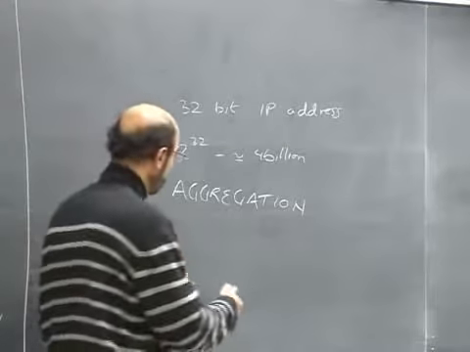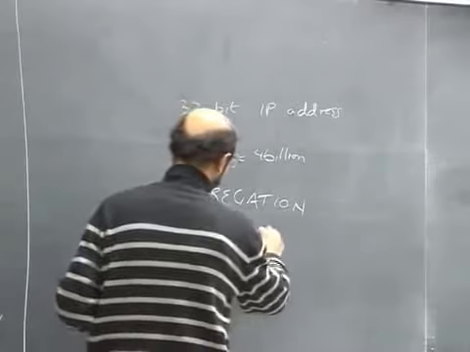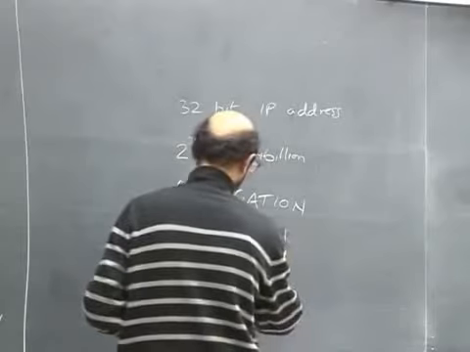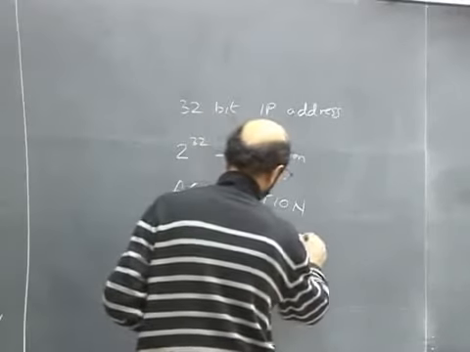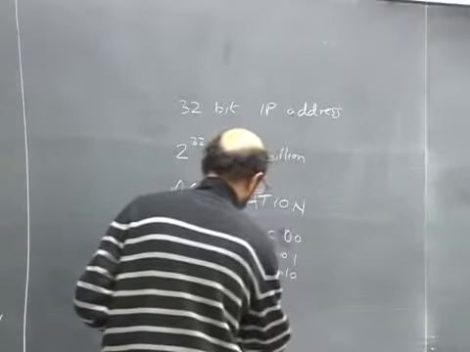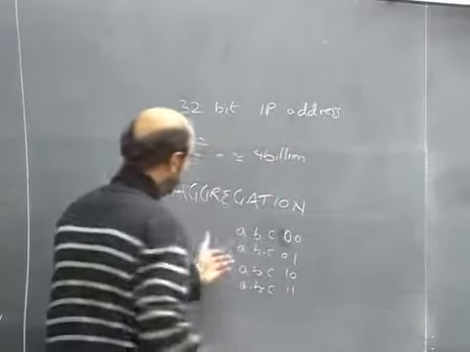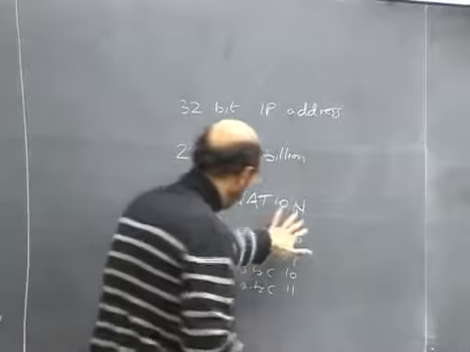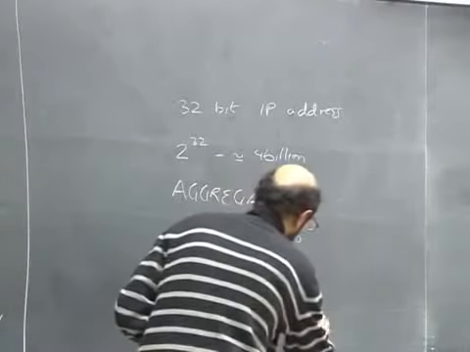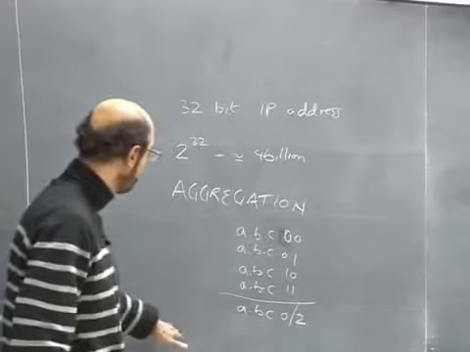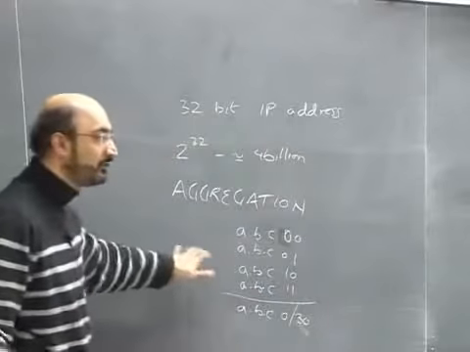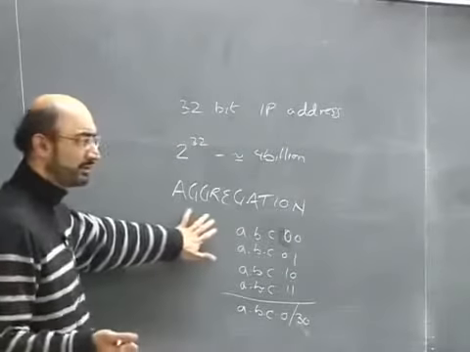By aggregation, I mean that we can take a set of addresses like a.b.c.0000, a.b.c.0001, a.b.c.0010, a.b.c.0011. Let's say these are 4 addresses. I can refer to all of them as a.b.c.0/30, which means that the last 2 bits are the only ones that are going to be significant.